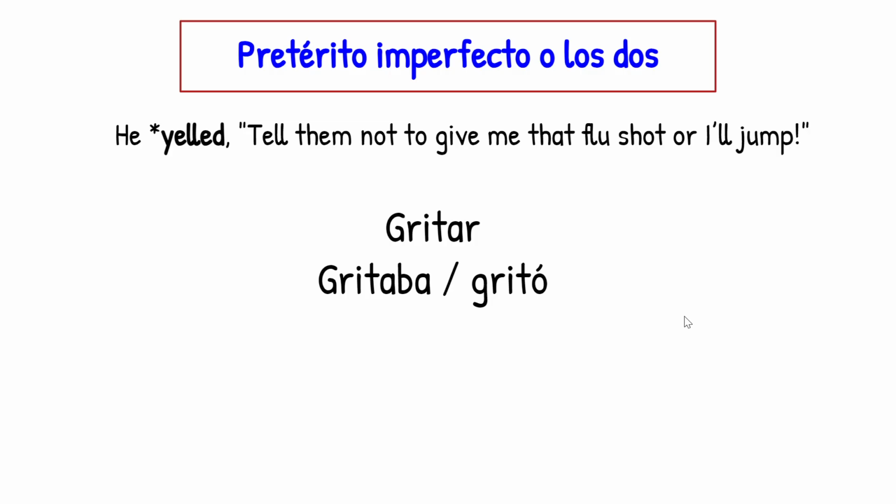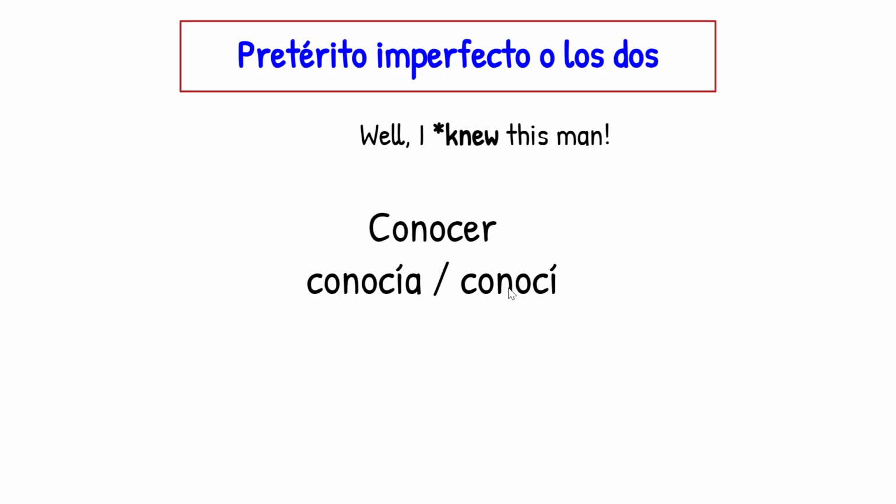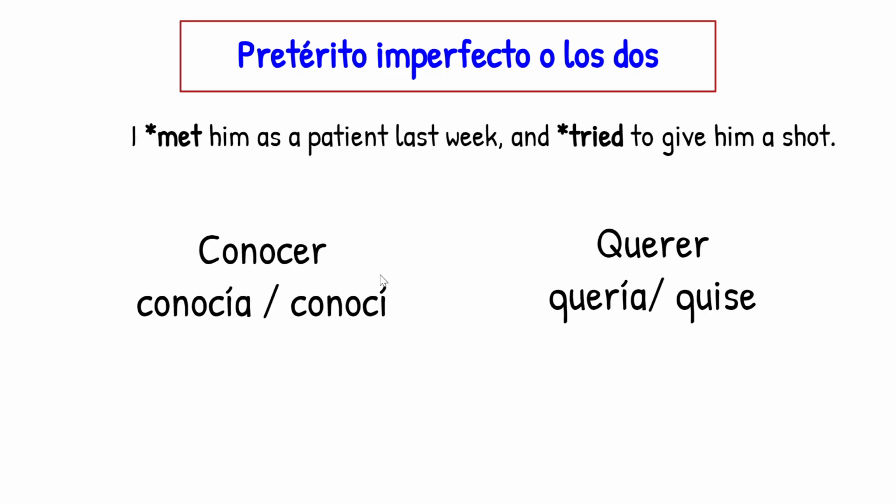He yelled, oh, okay, so this is some real action. Él gritó, he yelled. Tell them not to give me that flu shot or I'll jump. Well, I knew this man. Okay, this one is new. We have talked about conocer and saber before. Conocer is to know someone. Okay, in the imperfect, I knew him, is conocía. Now, right here, I met him is conocí in the preterite.